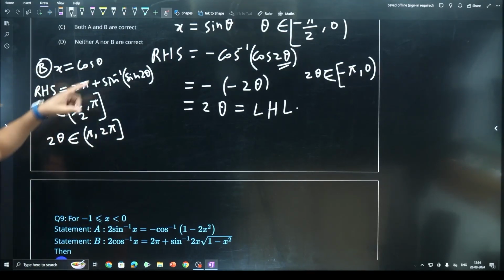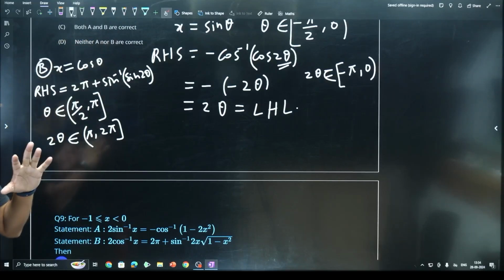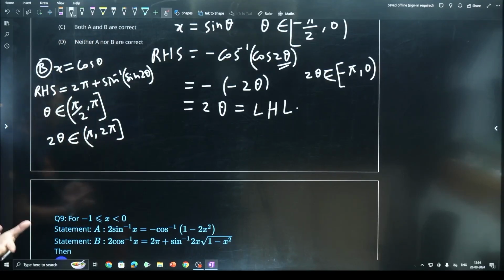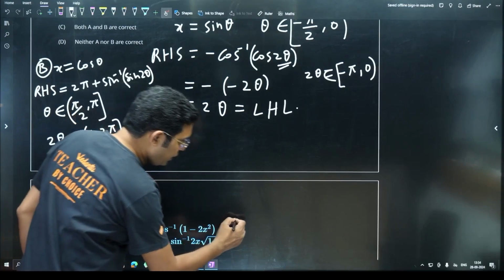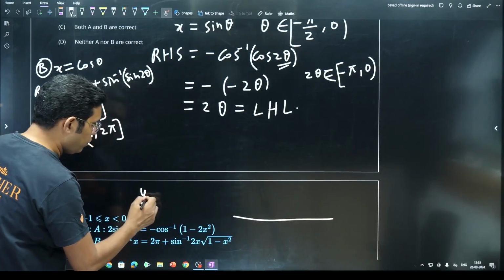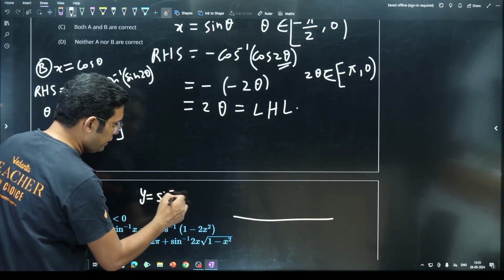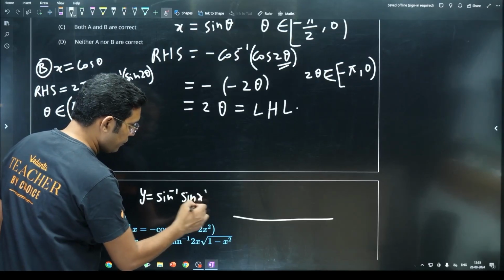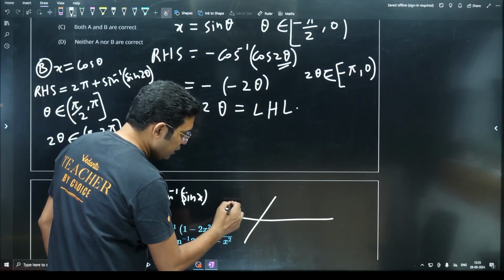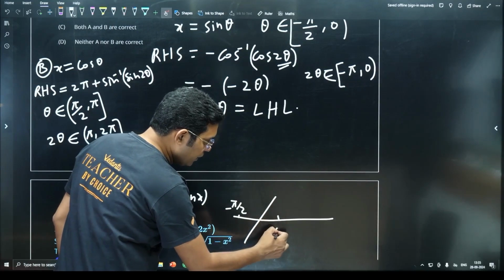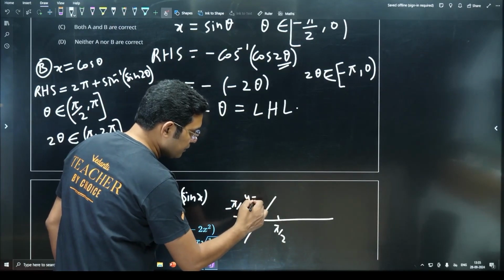Okay, now the graph I was discussing for cos inverse, a similar graph is there for sine also. And how the sine inverse graph is there, let me draw it here. If I have to draw the graph of y equal to sine inverse sine x, from minus pi by 2 to pi by 2, it is y equal to x.